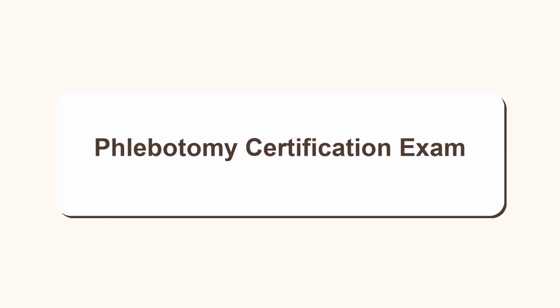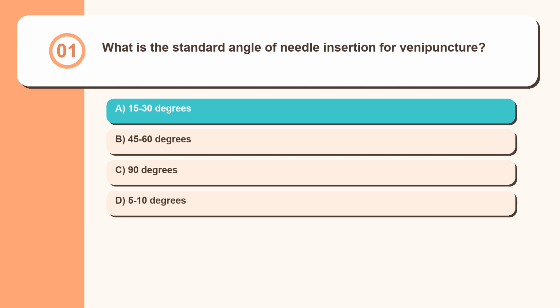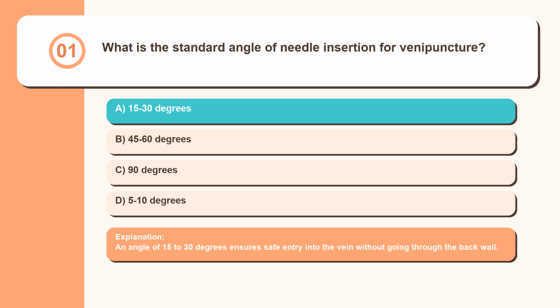Phlebotomy certification exam. Question 1. What is the standard angle of needle insertion for venipuncture? 15 to 30 degrees, 45 to 60 degrees, 90 degrees, 5 to 10 degrees. An angle of 15 to 30 degrees ensures safe entry into the vein without going through the back wall.